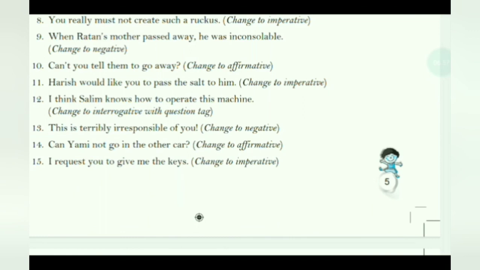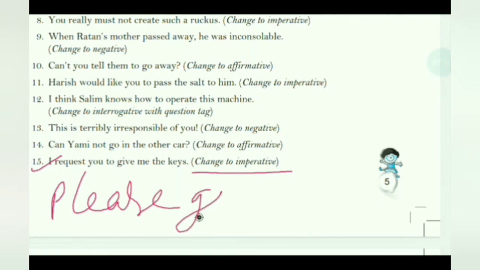The last one, the 15th one, is "I request you to give me the keys." Change to imperative. As imperative sentences are request, command or advice, it would become, "Please give me the keys," or "Give me the keys please." Right? Please give me the keys.